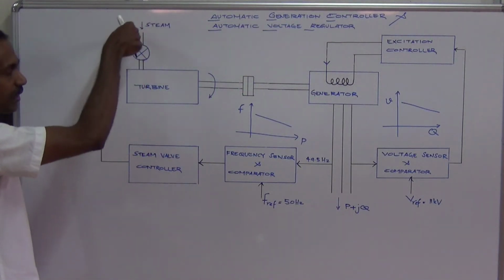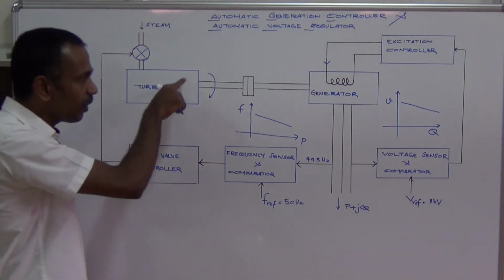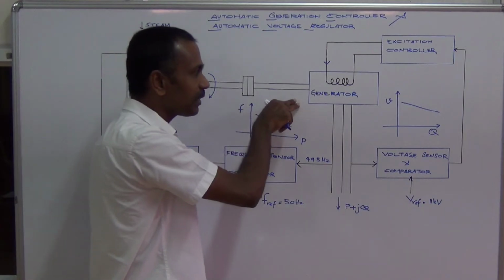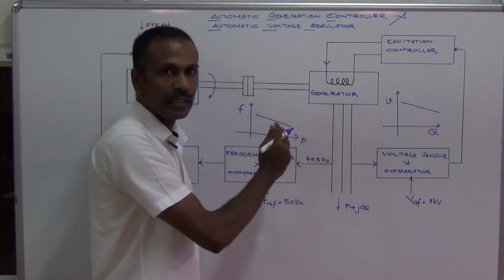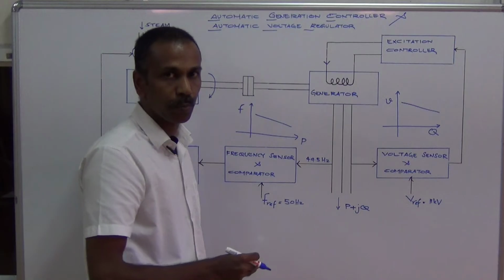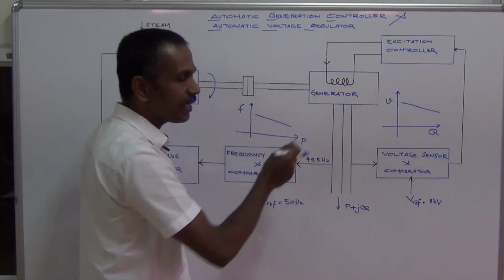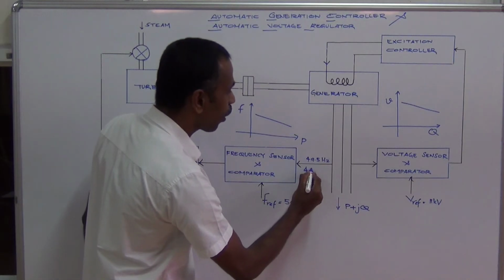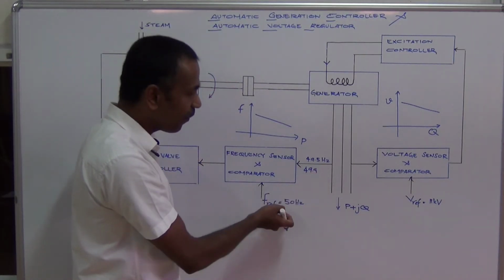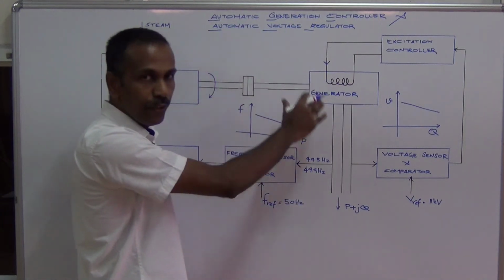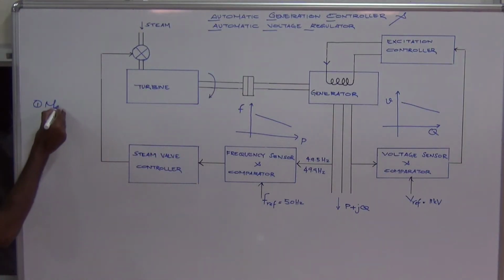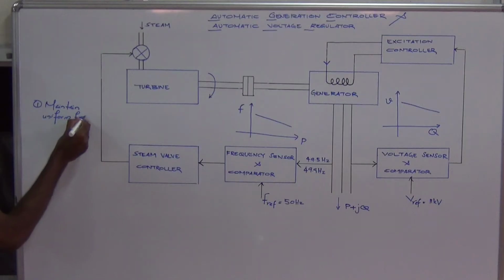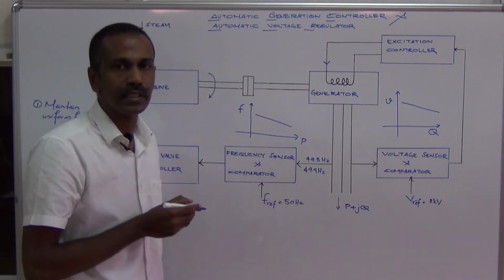By allowing more steam to flow into the turbine, this will produce more mechanical power. This mechanical power is given to the generator, so it increases the speed of rotation. When more mechanical power is given, we will get more electrical power output. When the speed of the generator increases, this frequency may be brought again to some 49.9 or even 50 Hertz. This is how a uniform frequency is maintained with the help of AGC. So the main purpose of AGC is to maintain a uniform frequency.